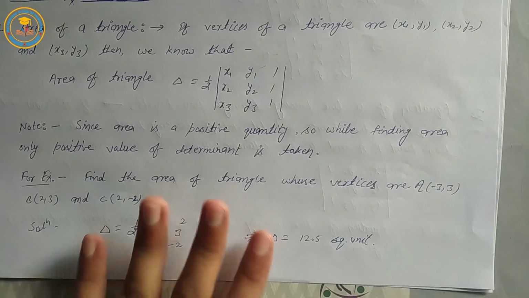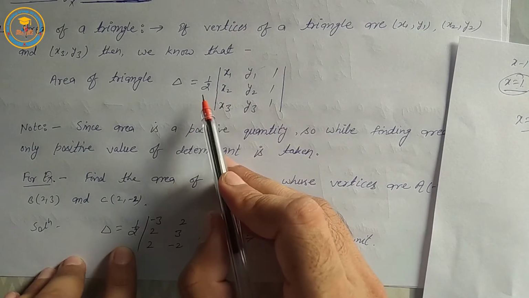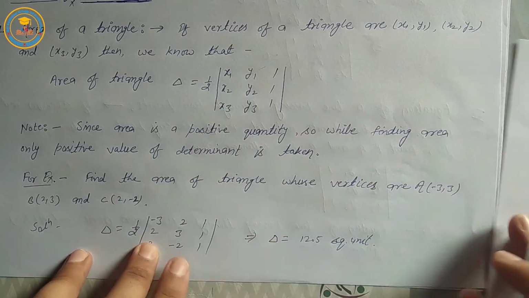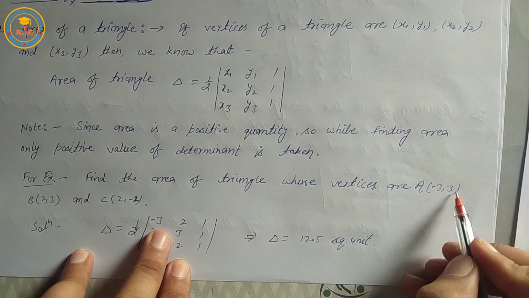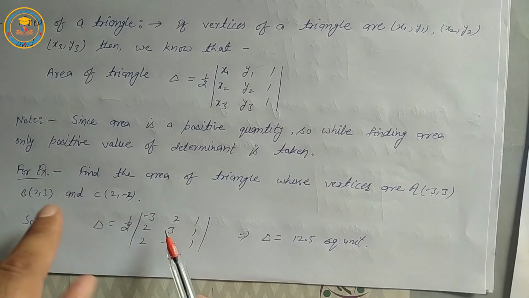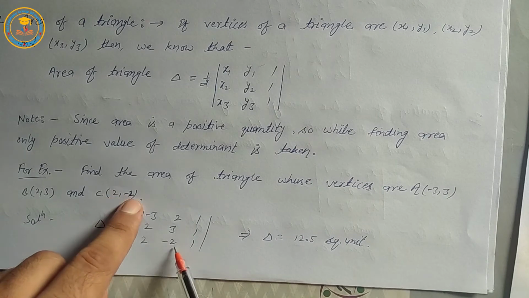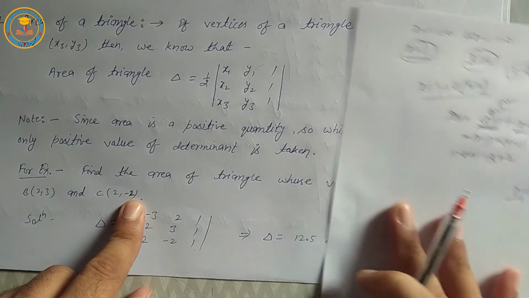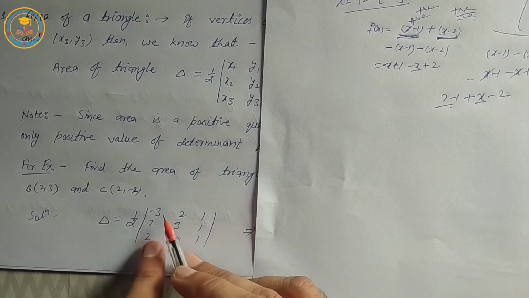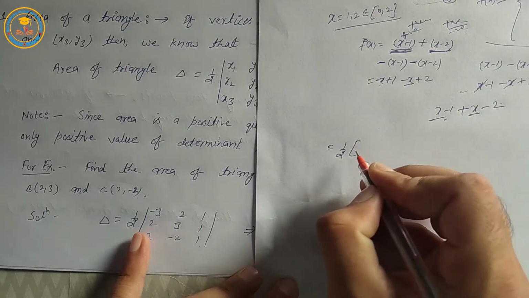Area of triangle delta is equal to 1 by 2 into the determinant. Using the formula, (x1, y1) is the first vertex, (-3, 3); (x2, y2) is the second vertex, B (2, 3); (x3, y3) is the third vertex, (2, -2), with a third column of 1, 1, 1. The determinant is of order 3 by 3.